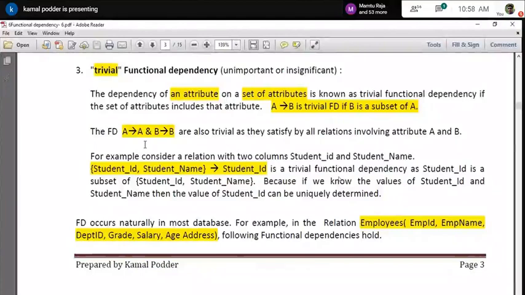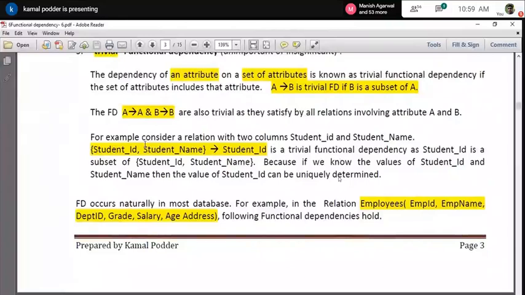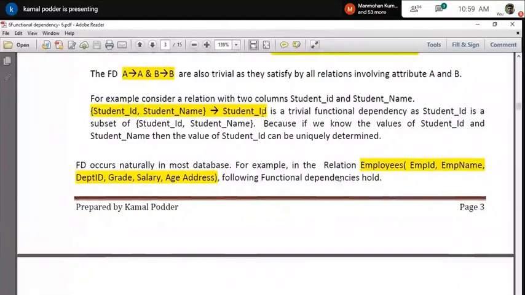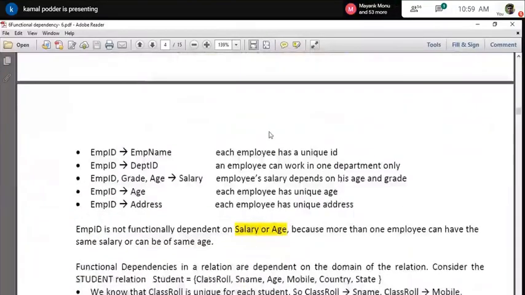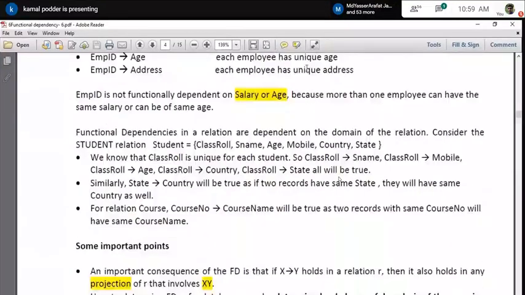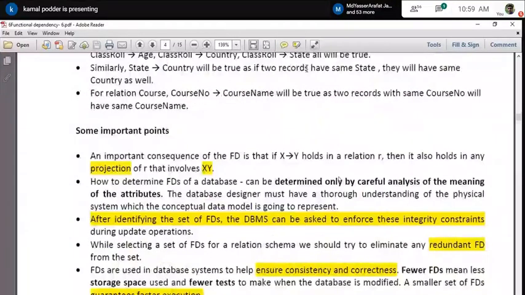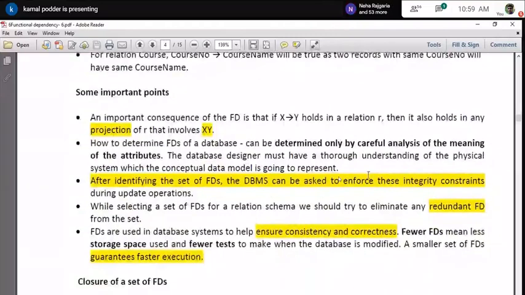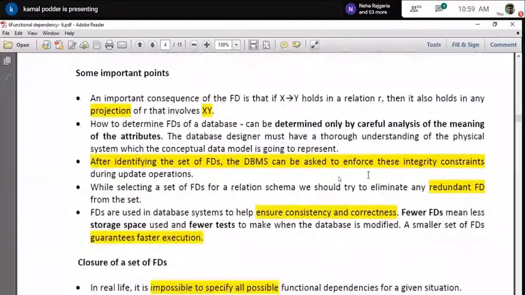So these are all trivial cases, but it has a very important role when we find out the functional dependency and try to reduce the redundancy. Okay, so that is the reason we need to understand that thing. I have given two more examples, and from these examples, I hope that you will be able to understand this thing properly. Okay, now let's try to understand some important points.